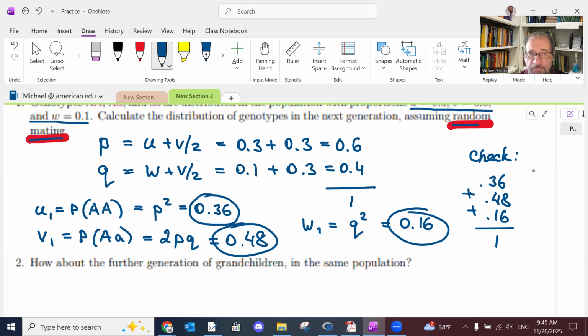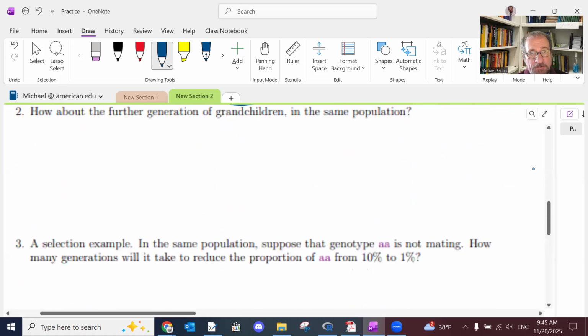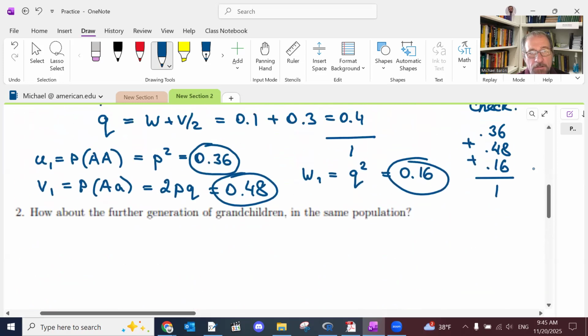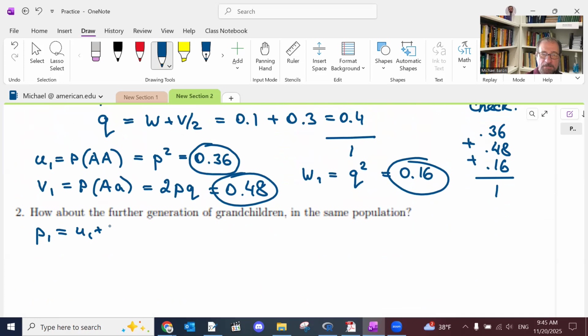Okay. How about the further generation of grandchildren in the same population? Well, how about we do the same thing? So in the population of children, the proportion of dominant genes would be U1 plus half of V1. So 0.36 plus half of 0.48, that's 0.6. Q1 is W1 plus V1 over 2. W1 is 0.16.